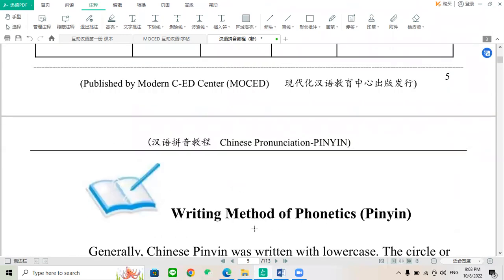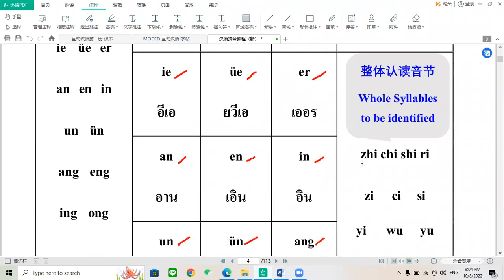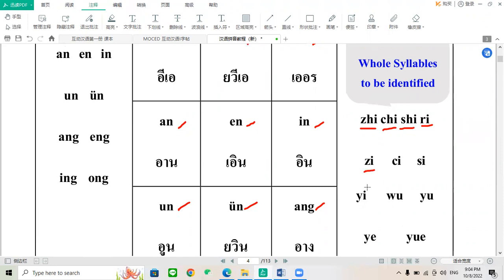And then we are going to review about the whole syllabus. Okay, whole syllabus. First line, this one. 知 Right. 吃 Yes. 是 Yes. 日 Yes. How about this one? 资 Yes. 次 Yes. 思 Right, very good.